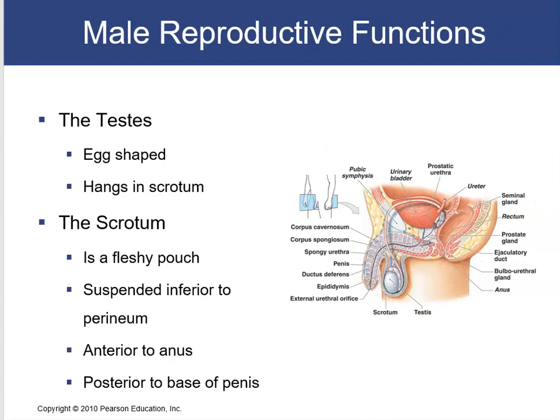We are going to start with the male reproductive system first, the various organs and their functions, and then we will transition to the female. First, we will start a little bit more in depth with the testes. The testes are an egg-shaped organ that hangs within the scrotum, and this is outside of the body. The scrotum is a fleshy pouch that is suspended inferior to the perineum, anterior to the anus, and posterior to the base of the penis.